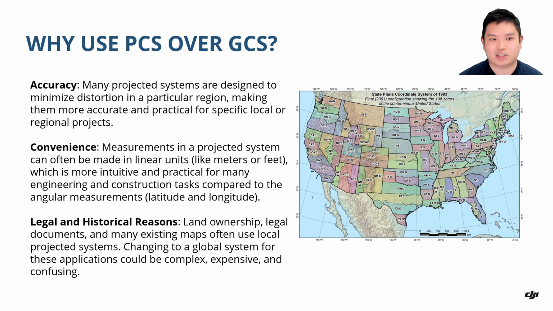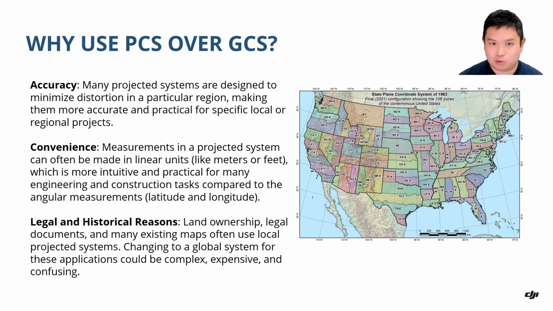Okay, after talking about the projected coordinate system and the geographic coordinate system, you may wonder why use projection over geographic, since geographic is global and projection is regional. Well, from three aspects. First of all, accuracy. The projection system can minimize distortion. When you're projecting the Earth's surface onto a certain region, projection has the advantage of minimizing distortion, making the results more accurate. Secondly, it's more convenient because you're measuring everything in length units such as meters or feet.